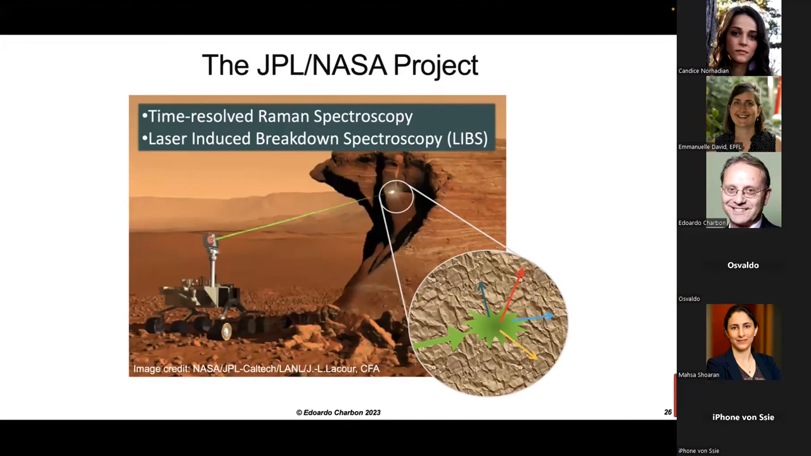So that was the idea, to be able to essentially point at various rocks and analyze them and figure out the composition without touching them, at a certain distance. So this was intended for Mars, but now we're thinking that it could actually be used on the moon or perhaps on asteroids.